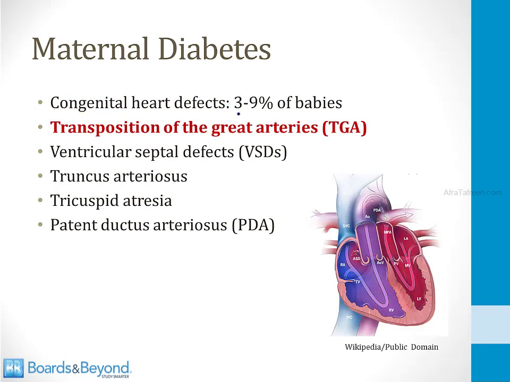Congenital heart defects occur in 3 to 9% of babies born to diabetic mothers. There are lots of different heart defects that have been described, but the classic one you should remember for step 1 of your boards is transposition of the great arteries. This is associated with maternal diabetes. In addition, all of these other defects I've written on the screen here can potentially occur.